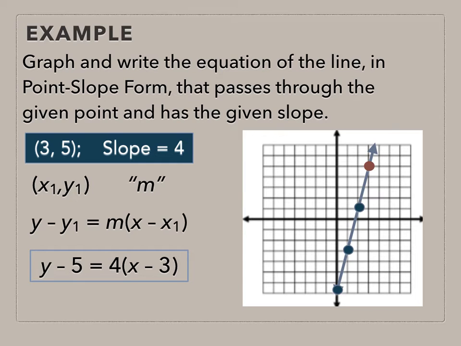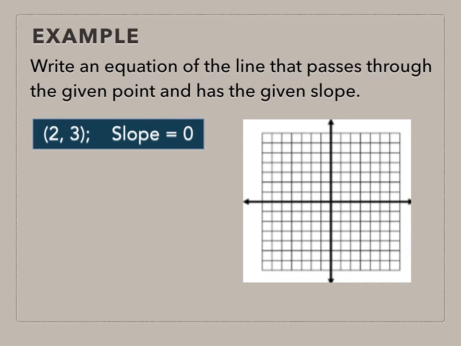Let's try another example. Here we're told to write the equation of a line passing through the given point of 2, 3 with the slope of 0. Now this is interesting because the slope of 0 will yield a horizontal line. That's a special case line. So the equation of a horizontal line is y equals 3. It goes through the y-axis at 3. Every point that lies on that line has a y-coordinate of 3.